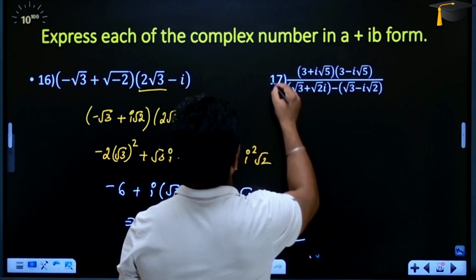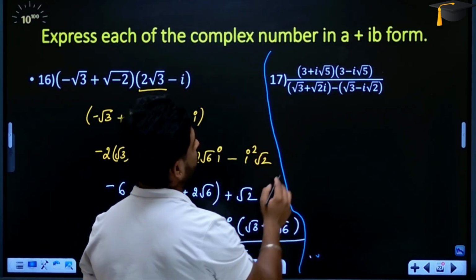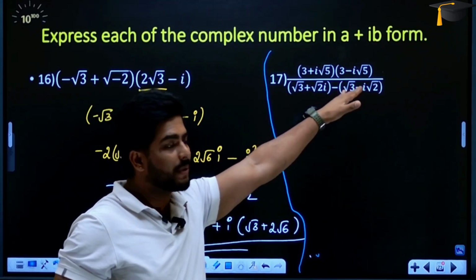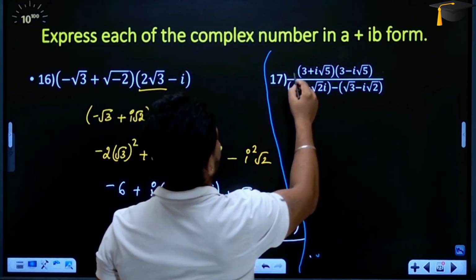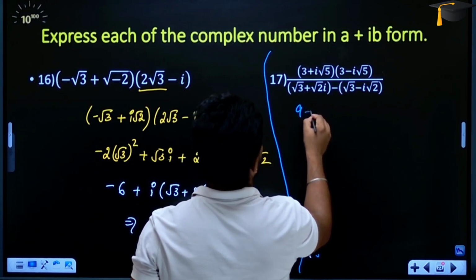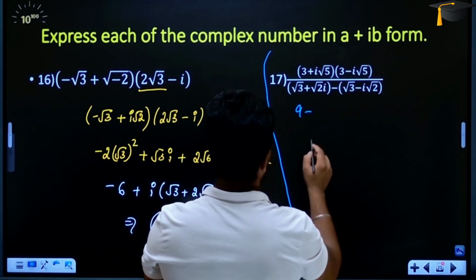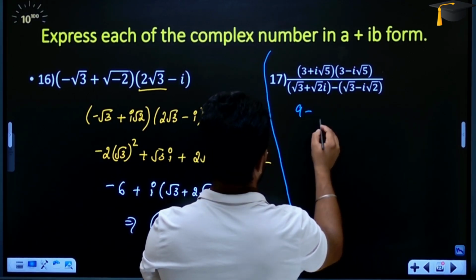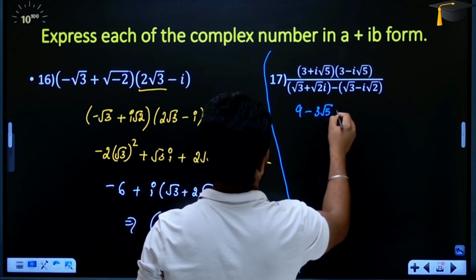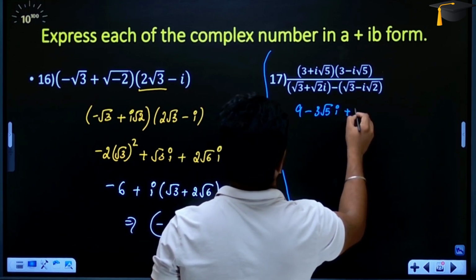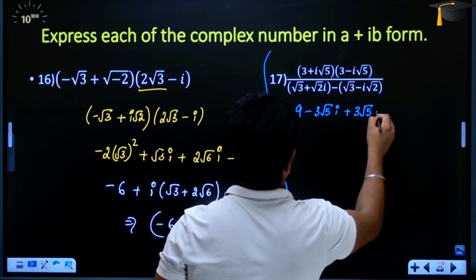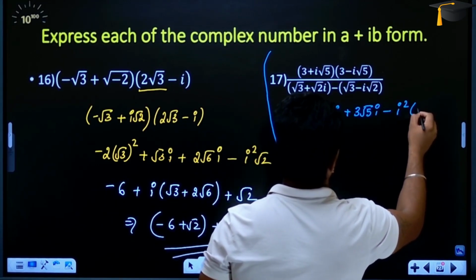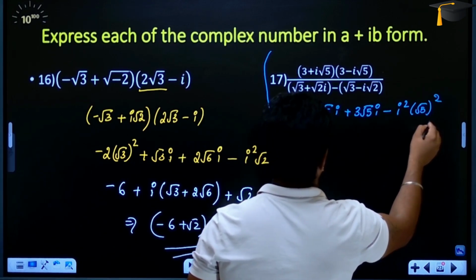Next. So this is exercise only. Now the numerator, if you observe, is actually multiplication. The denominator has minus operations, okay, material. So observe: 3 times 3 is 9, plus, no, not plus, minus, it is minus 3i root 5, or else 3 root 5i, 3 root 5i, plus 3 root 5i, minus i square into root 5 the whole square, root 5 the whole square, whole divided by.